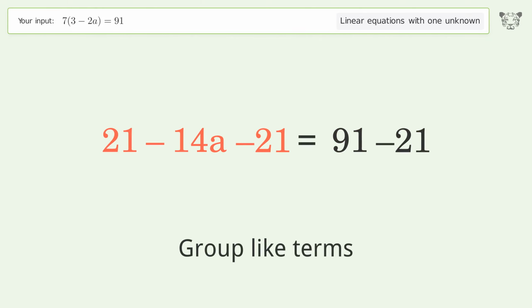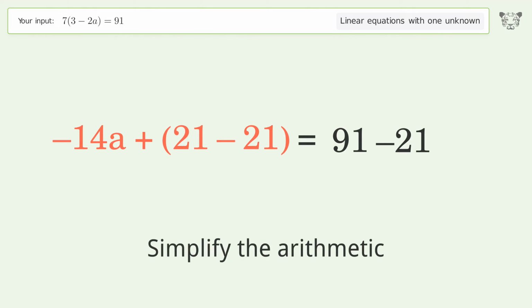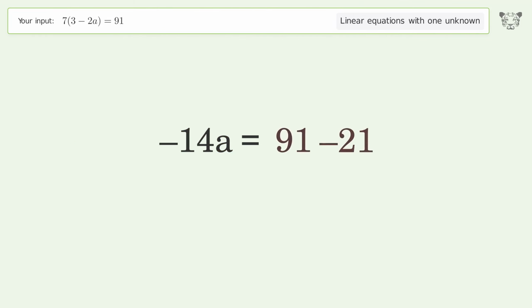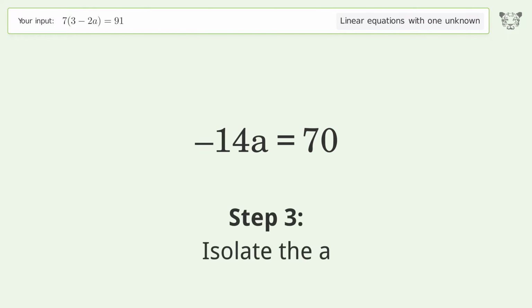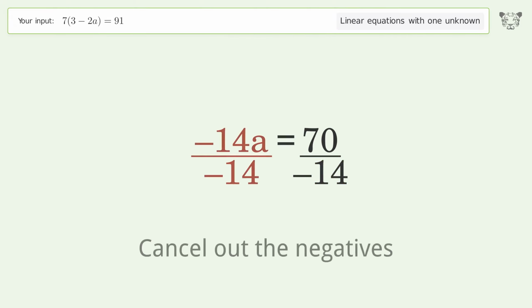Group like terms. Simplify the arithmetic. Isolate the a. Divide both sides by -14. Cancel out the negatives.